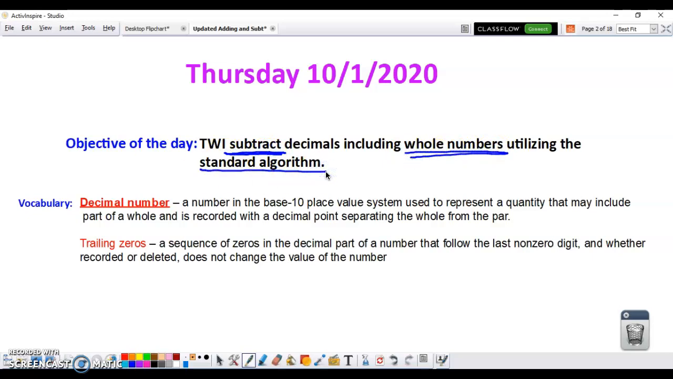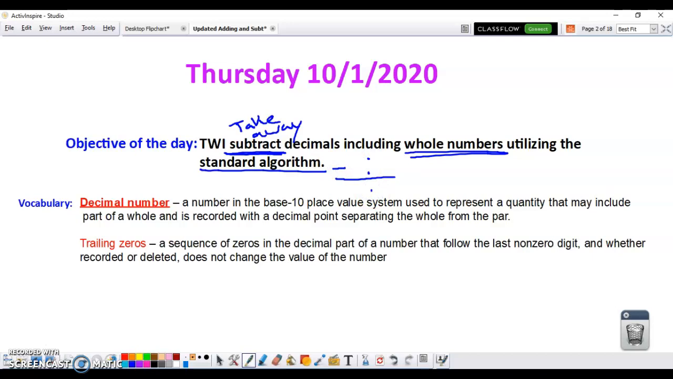Let's talk about this for a quick second. Subtract means to take away, right? Whole numbers are to the left of the decimal, and standard algorithm is when you line up your decimals vertically. This is standard algorithm, right? That's the standard way of doing it.